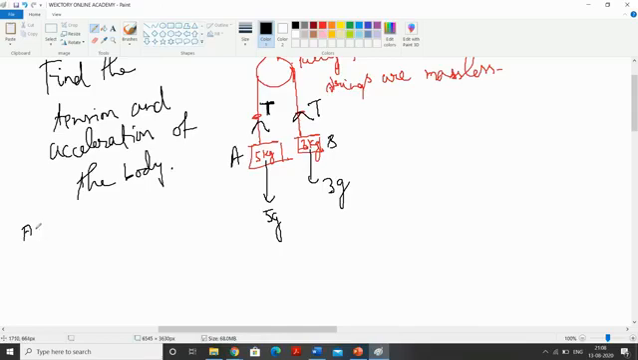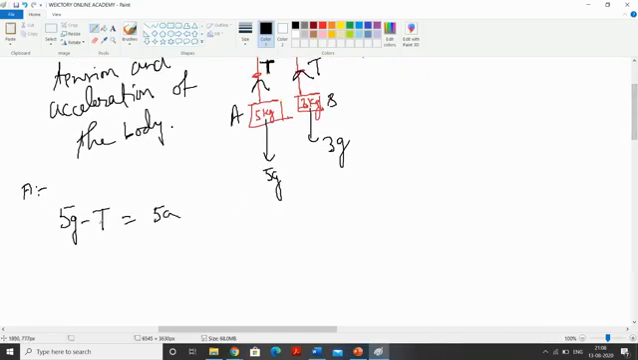So for block A, I'm writing the equation. The 5 kg will come downward and the 3 kg will go up, right? So here it means 5g is more than tension T. So 5g minus T is equal to 5a. Resultant force is equal to mass into acceleration. So 5g minus T is the resultant force, and mass is 5 into a. This is equation number 1.